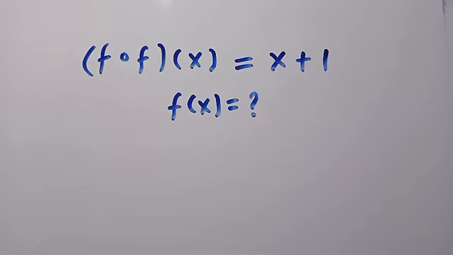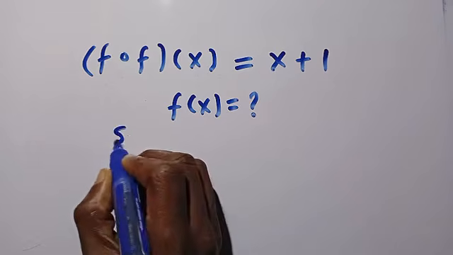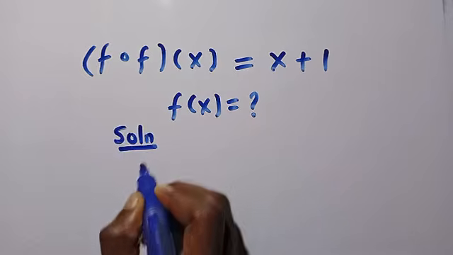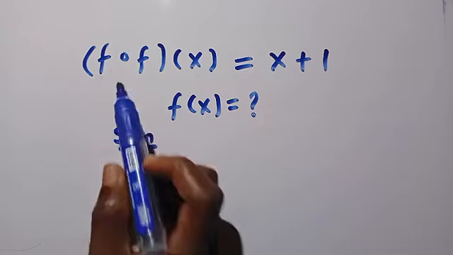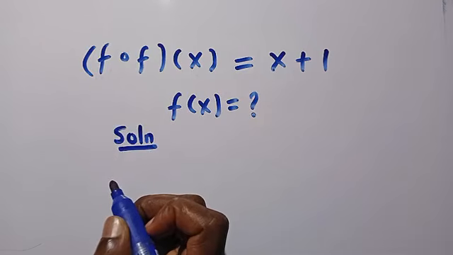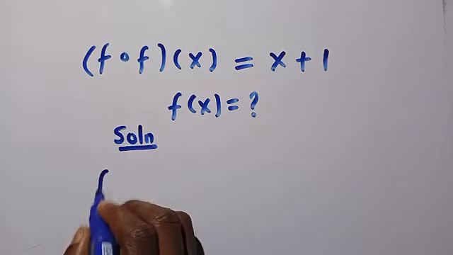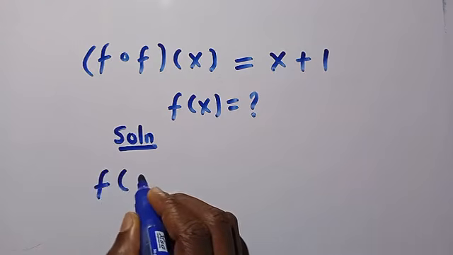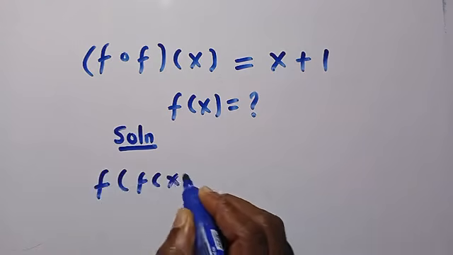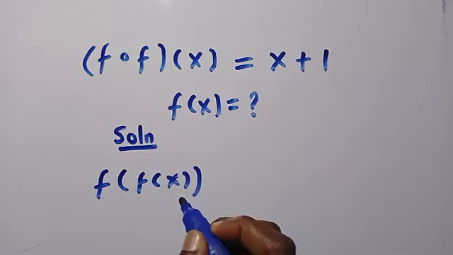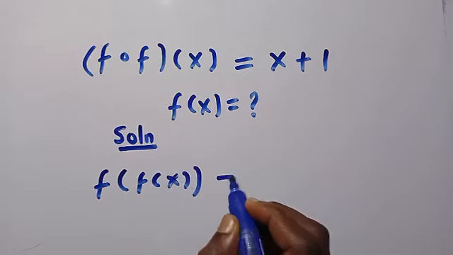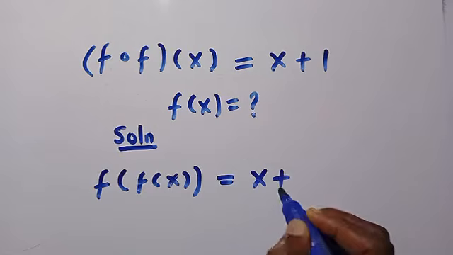Let's start solving this problem. If you consider the solution from here, f of f is a composite function, which we can also rewrite as f of f of x. So they are still the same, equals x plus 1.